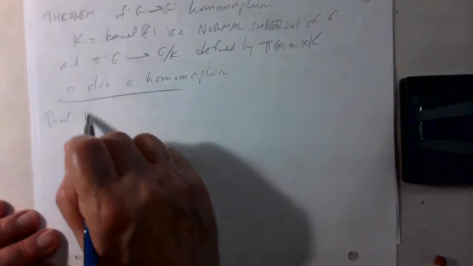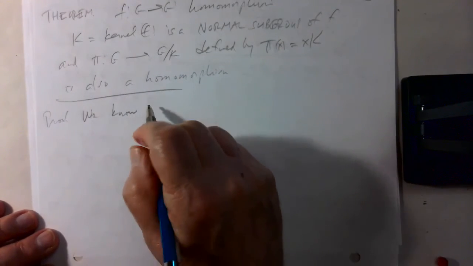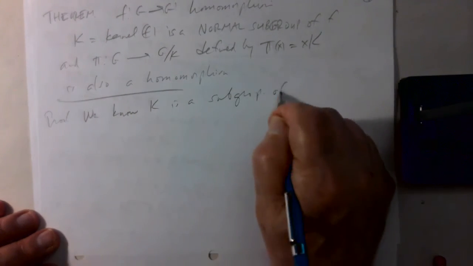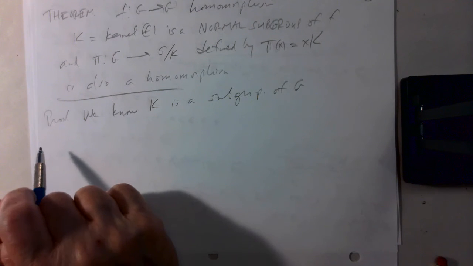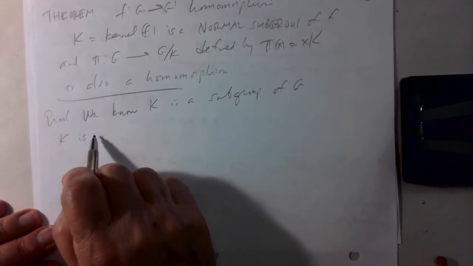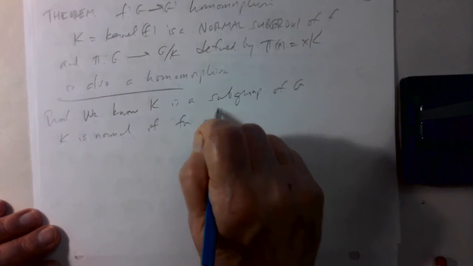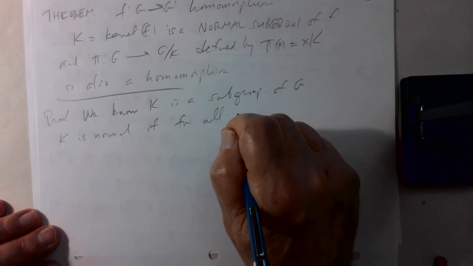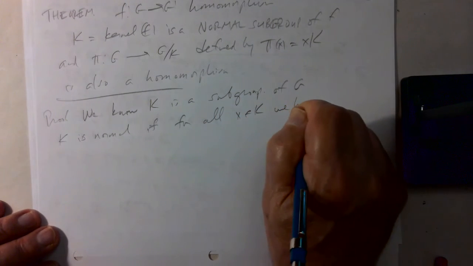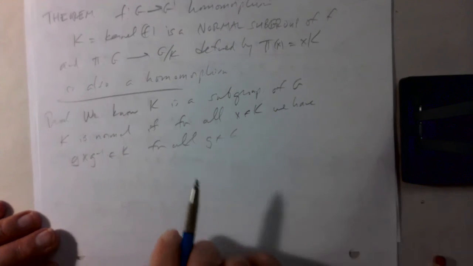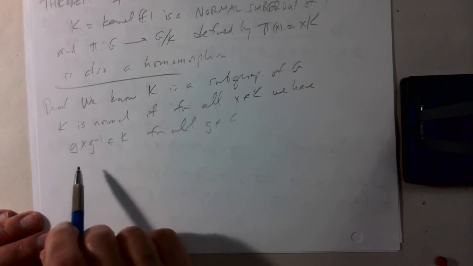So what is the proof? Well, we know K is a subgroup of G. An equivalent condition to normality: K is normal if for all elements x in K and g in the group, we have gxg inverse in K. I'll explain in a second why that's true, but let me just prove this.